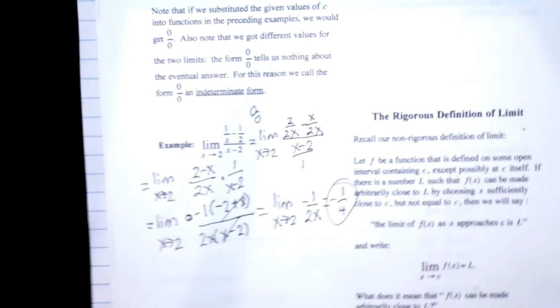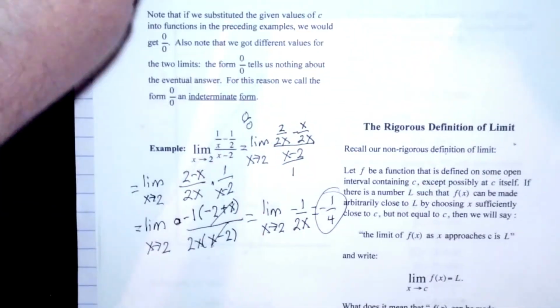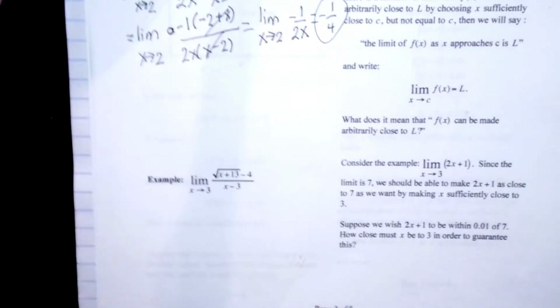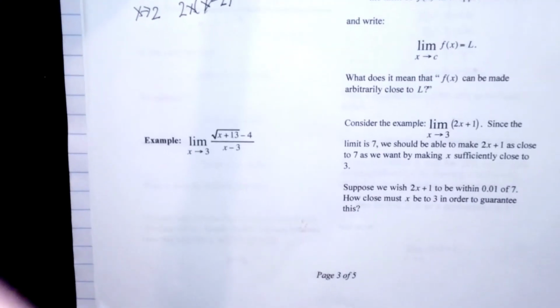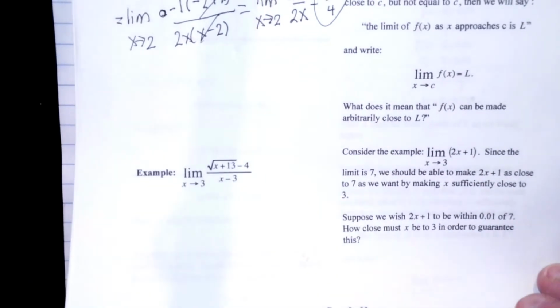Alright, let's try another example. Here we have the limit as x tends to 3 of the square root of x plus 13 minus 4 in the numerator, and in the denominator we have x minus 3. I think I'm going to rewrite this on another sheet of paper so that I will have more room.